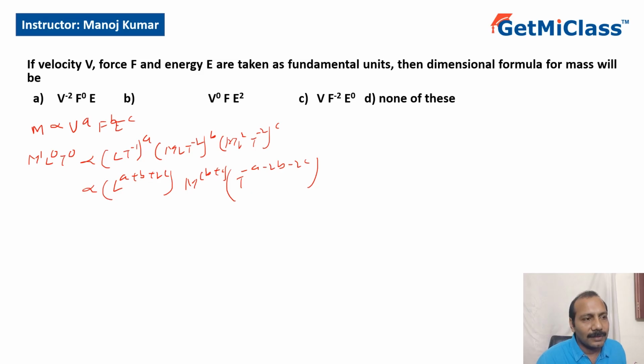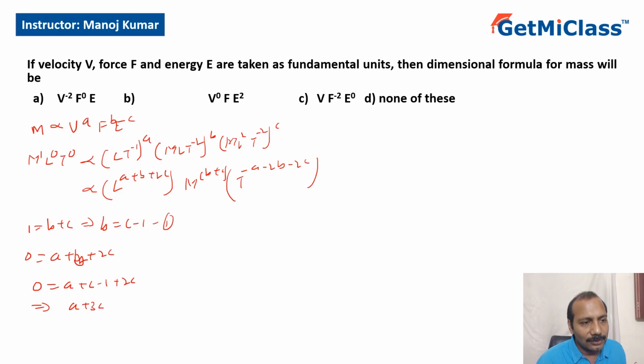Comparing powers of M, 1 equals b plus c, which will imply b equals c minus 1, which I'll be using. I'll call it equation 1. And powers of L, 0 equals a plus b plus 2c. So instead of b, I'll write c minus 1: a plus c minus 1 plus 2c, which will imply a plus 3c equals 1. Let's say this is equation 2.